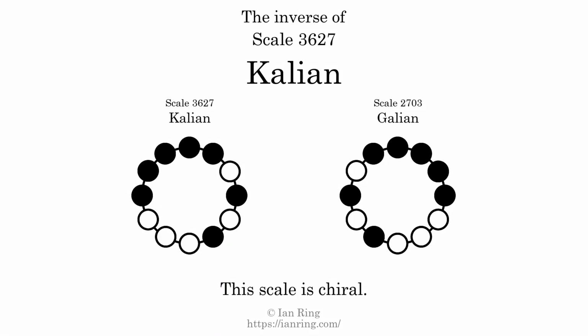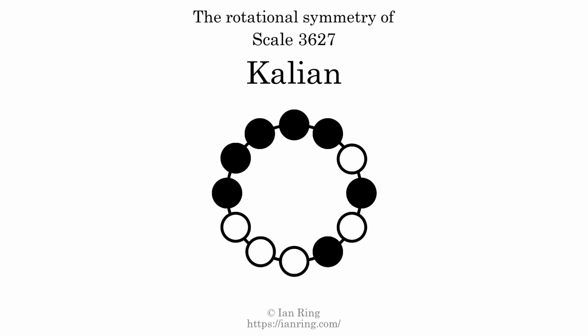The inverse of a scale is a mirror image. It is what you get when the sequence of intervals is reversed. The inverse of this scale is scale 2703, also known as Kalian. This scale is chiral. It cannot transform into its inverse by rotational transformation. This scale has no rotational symmetry.